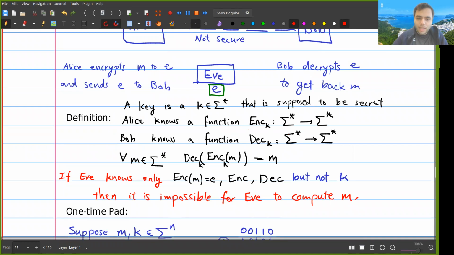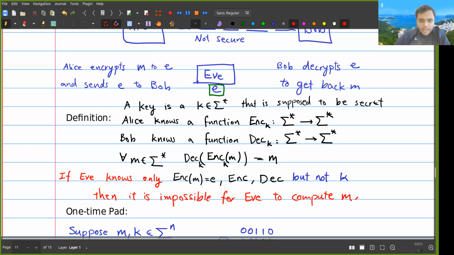We said that we should have an encryption function that uses the key K to encrypt a message. So it gets a message and gives you an encrypted version. And then there should be a decryption function that uses the same key K and decrypts the encrypted message back to the original message. And this was the requirement that we had. So if we encrypt a message and then we decrypt it with the same key, we should get the same message.